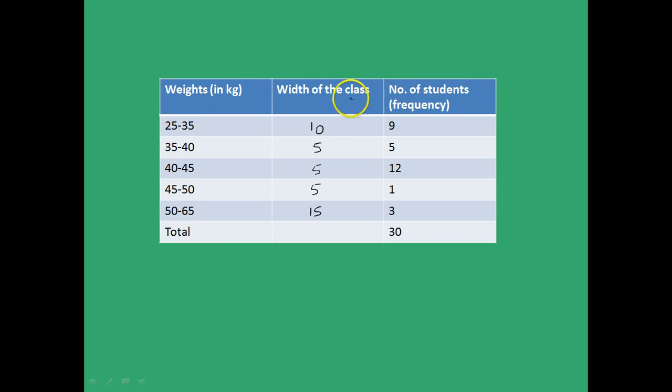The correct way to go about it is to first correct for the difference in width, and the way to do that would be to first look at the lowest or the smallest width of class and normalize basically all the data points down to that width of class. So for a class which has width 10, the data frequency of 25 to 35 group is 9. So 9 is the frequency for the width of class being 10.